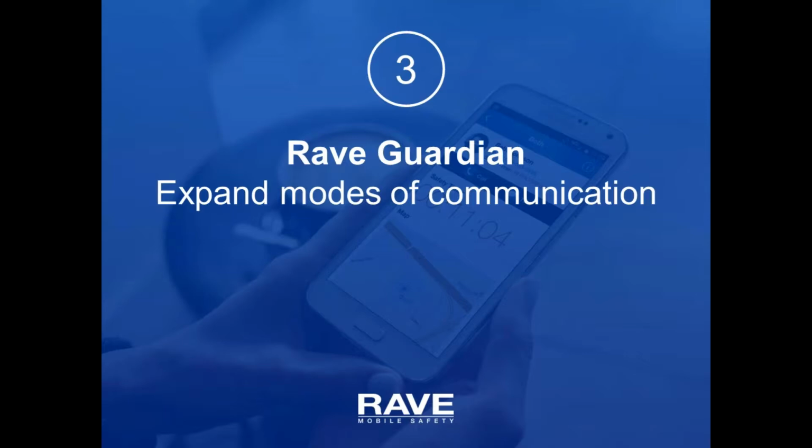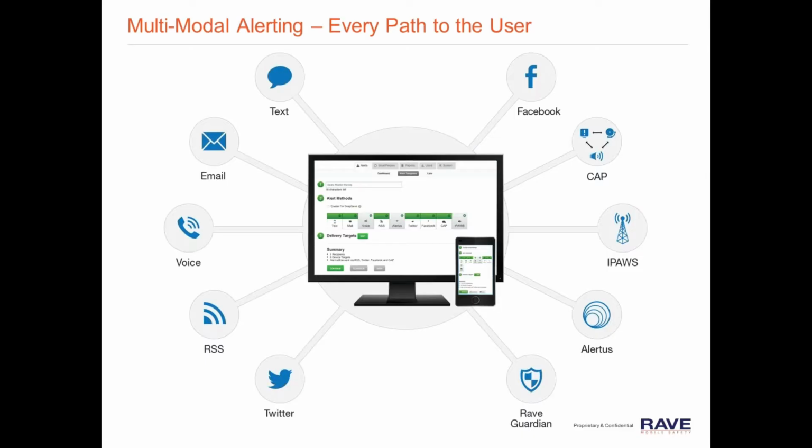So I've talked about expanding the people that we're talking to. Let's talk about how we reach our customers or our subscribers. So we are multimodal. As you know, we can just about reach a user via every path. The one I'm going to talk about next is Rave Guardian.